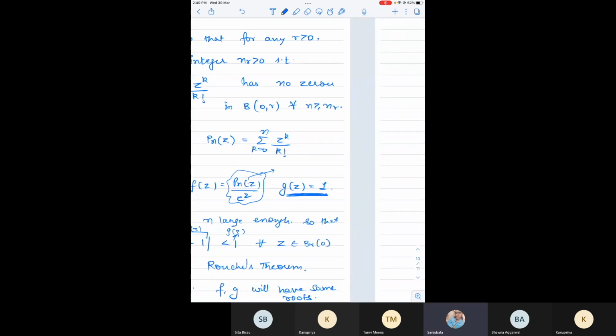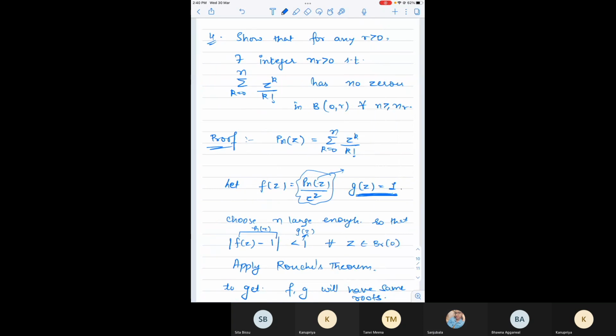No, ma'am, please repeat. We are defining this function f(z), which is p_n(z) upon e raised to power z. Now we know that the exponential growth is faster than polynomial growth. From that result, we can choose any large n so that mod of f(z) minus 1 can be taken to be less than 1. By increasing the degree of the polynomial, we can make this f(z) tend to 1, taking epsilon as 1 from the limit definition.